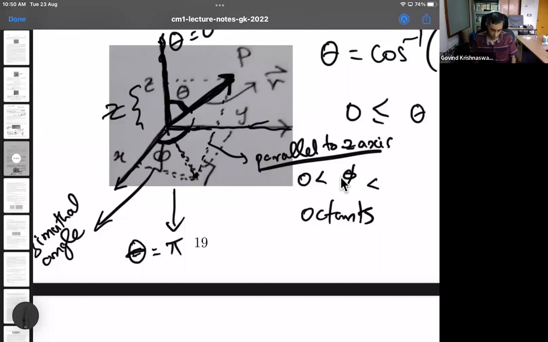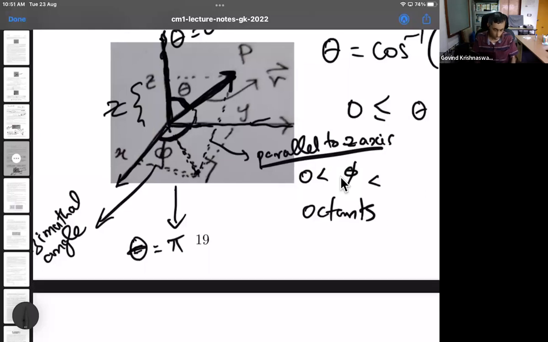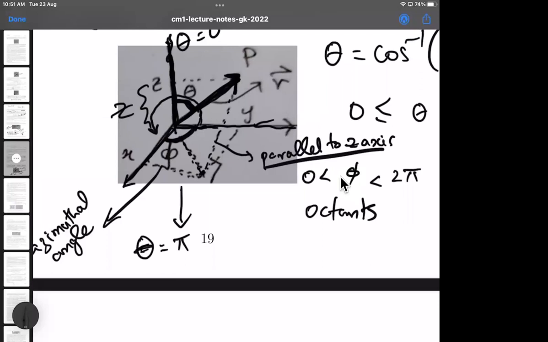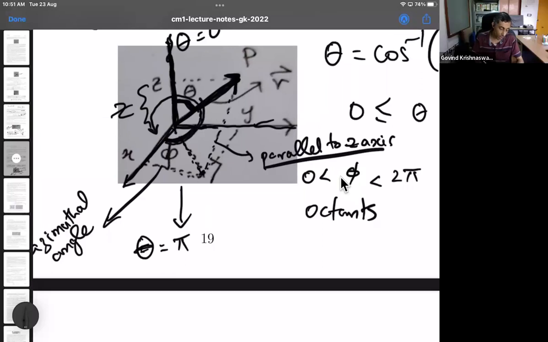Okay, so points in the octant where z is positive or negative, but x and y are both positive, will lead to phi lying between 0 and pi by 2. But you can go beyond, and I can go all the way around. So what is the range of phi, by the way? 0 to 2 pi. Yes, if I go only up to pi, I would have gone to the negative x-axis. That is as far as I would have reached. But I can go further.